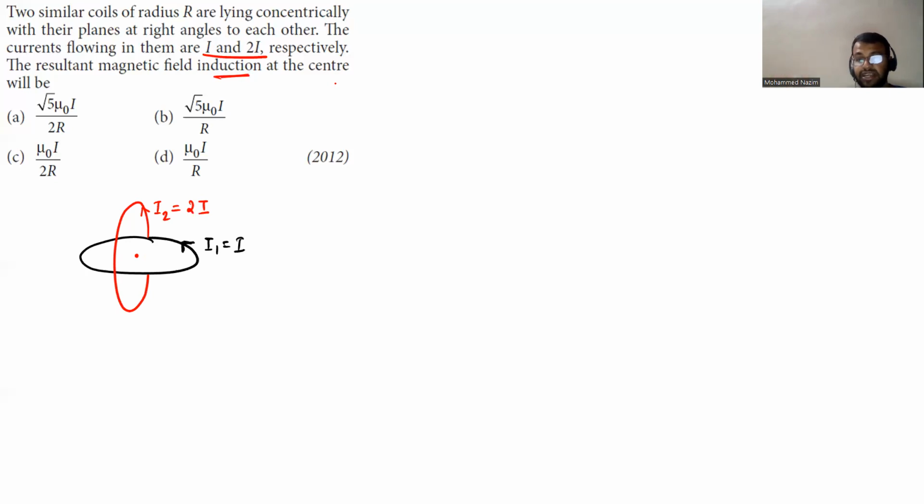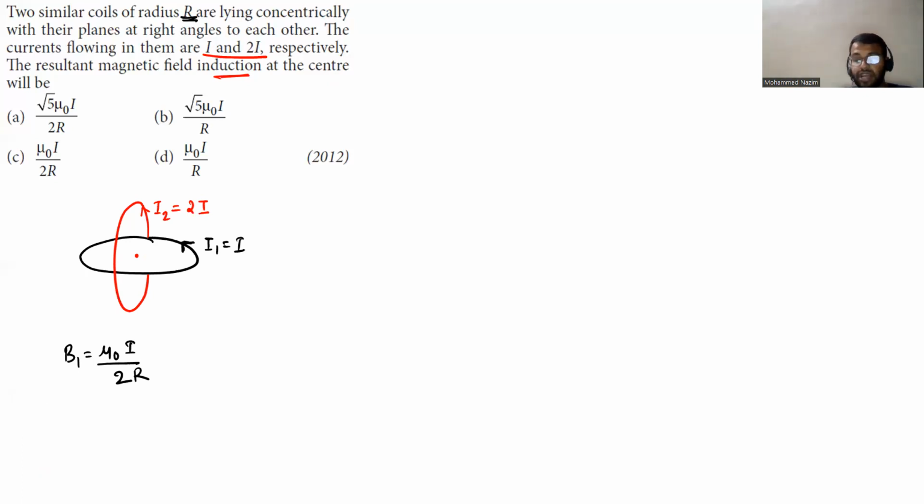You need to calculate the net magnetic field at the center. So we again know the formula. Magnetic field due to a circular coil at the center is given by mu naught N I by 2R. Here the number of turns is not specified, so we can assume the number of turns to be 1. So the magnetic field is given by mu naught I divided by 2 into radius, and the radius for both the coils is R. But as I told you, without direction, the problem is incomplete.